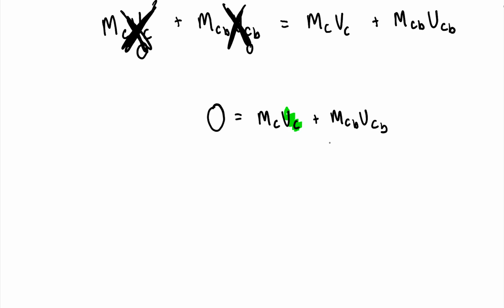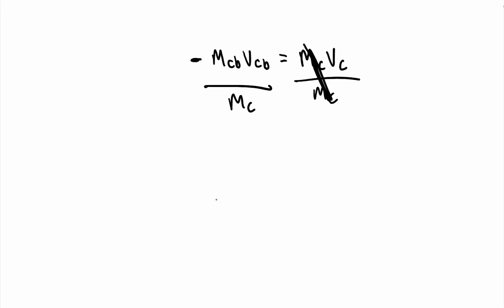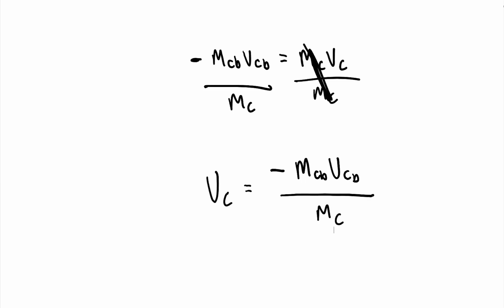The first thing I do is I subtract the mass of the cannonball times the velocity of the cannonball from both sides, so I get minus the mass of the cannonball times the velocity of the cannonball is equal to the mass of the cannon times the velocity of the cannon. And then after you do that, well, you want the velocity, so you've got to get rid of the mass, so you divide by the mass of the cannon. That goes away. And what you get is that the velocity of the cannon at the end is -1 times the mass of the cannonball times the velocity of the cannonball, over the mass of the cannon.